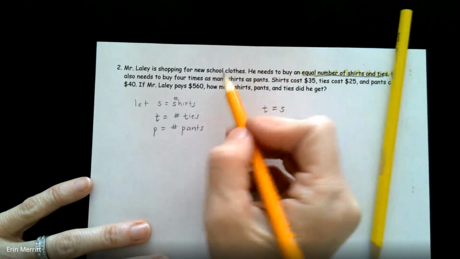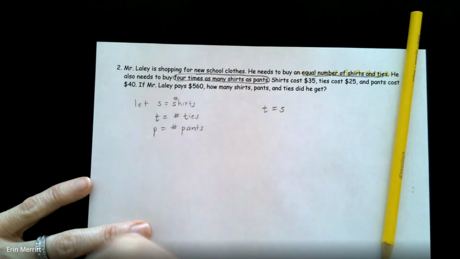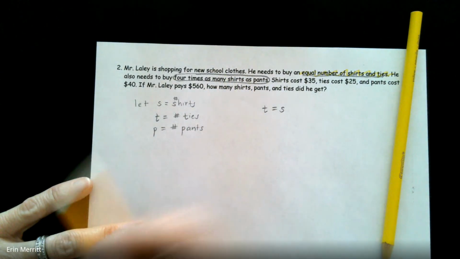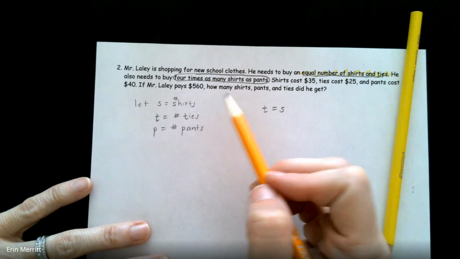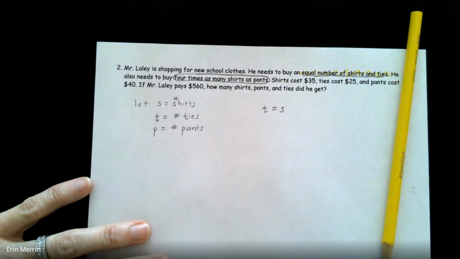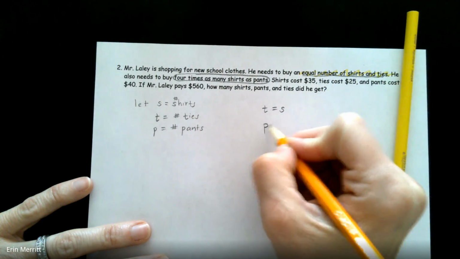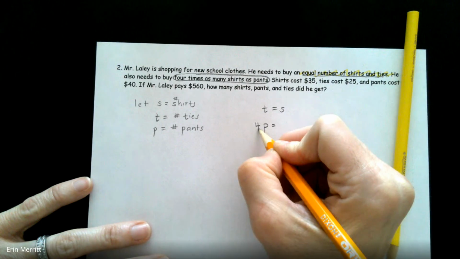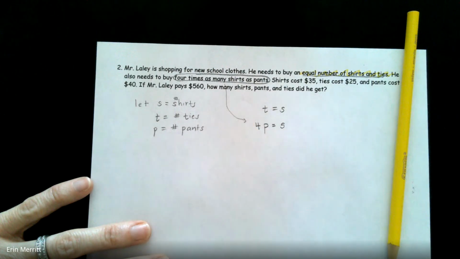He needs to buy 4 times as many shirts as pants. So that does not mean we're just going to do 4 times S equals P. It's saying 4 times as many shirts as pants. So he has way more shirts than he has pants. So in that case, what that means is that you're going to have to take the number of pants that he has and multiply it by 4 to equal the number of shirts that he has. That's what this statement right here is giving us.